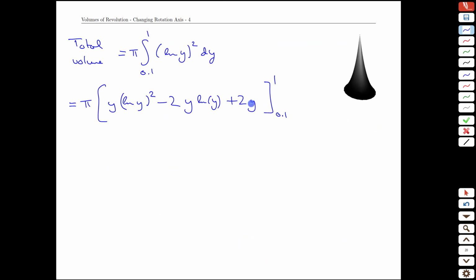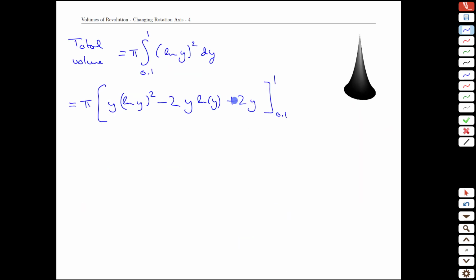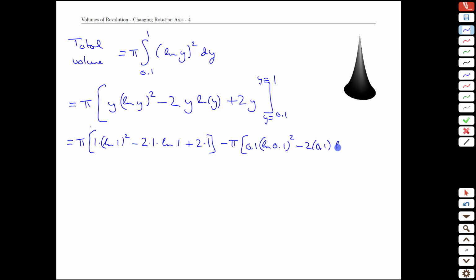Here we have all that work copied over. The final integral step, going back a page, we had the integral of dy by itself, and out front of that we had a -2 and another negative, which gave us a +2 multiplier. We're now ready to apply the fundamental theorem by subbing in the value for y at 1 and y at 0.1, and getting a numerical value for the volume of this shape. Specifically, it gives us 1 times ln of 1 squared minus 2 times 1 times ln of 1 plus 2 times 1, minus pi times the same thing with the 0.1 in: 0.1 ln of 0.1 all squared minus 2 times 0.1 ln of 0.1 plus 2 times 0.1.